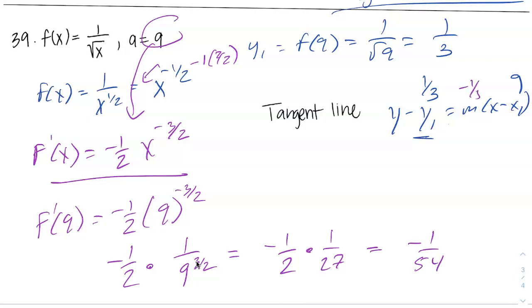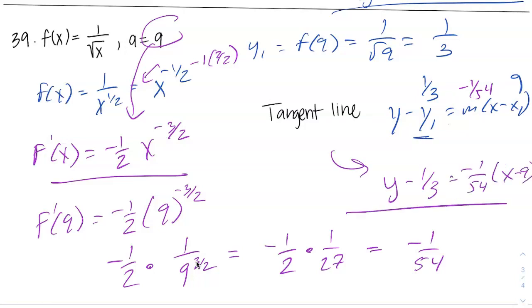That is our slope. So my tangent line is going to be y minus 1/3 equals negative 1 over 54 times x minus 9. Remember, if I wanted a normal line, all I gotta do is flip this to 54 and then have a normal line.